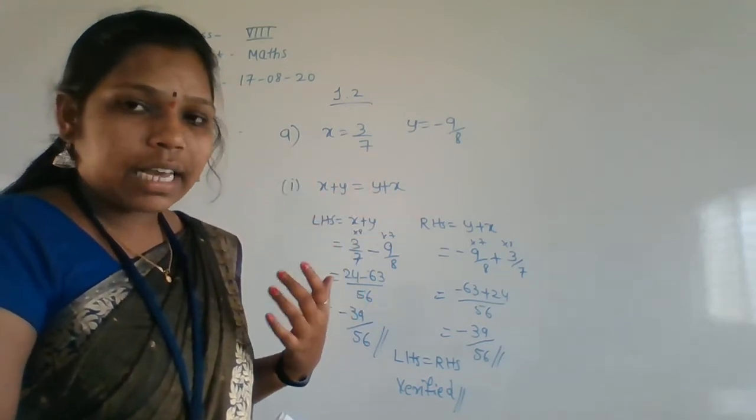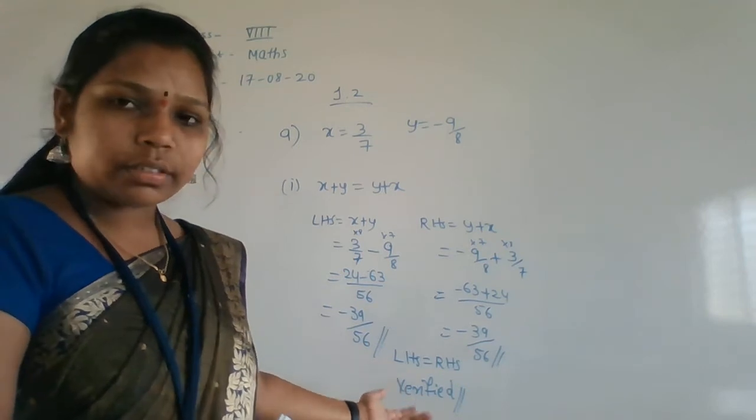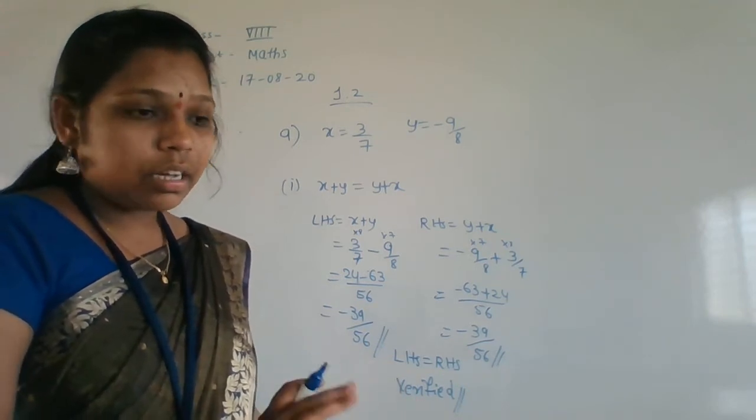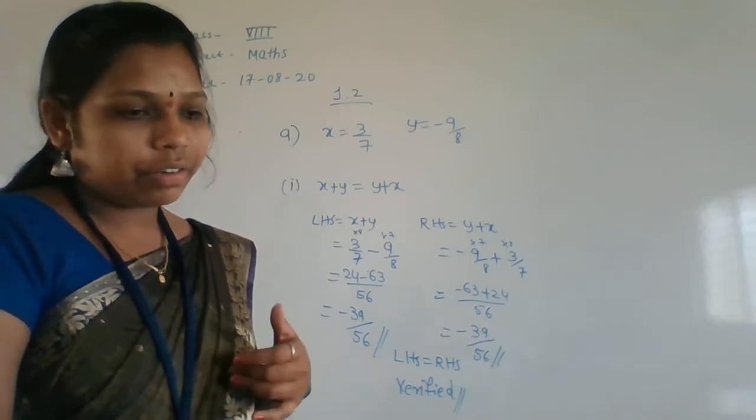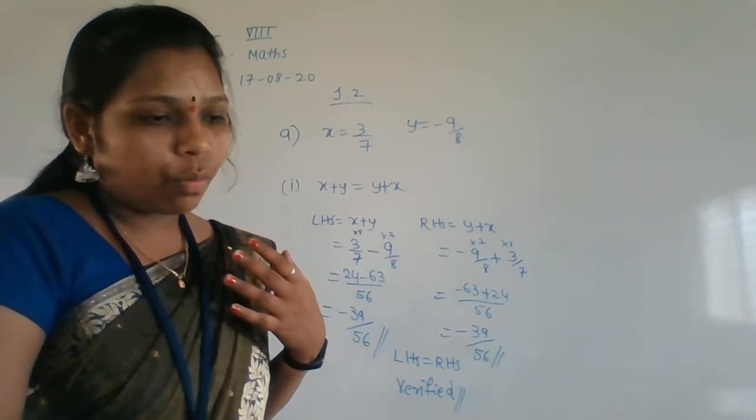If you get the same answer, then write LHS equal to RHS and verified. Like that you have to write. So the second one they have given here, you have to do it at home.